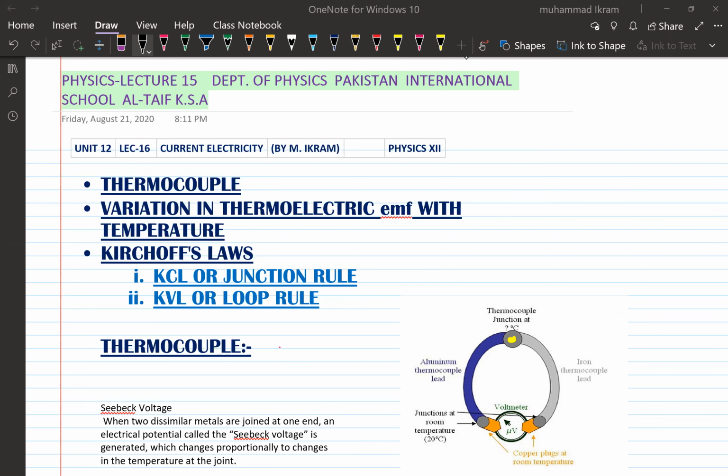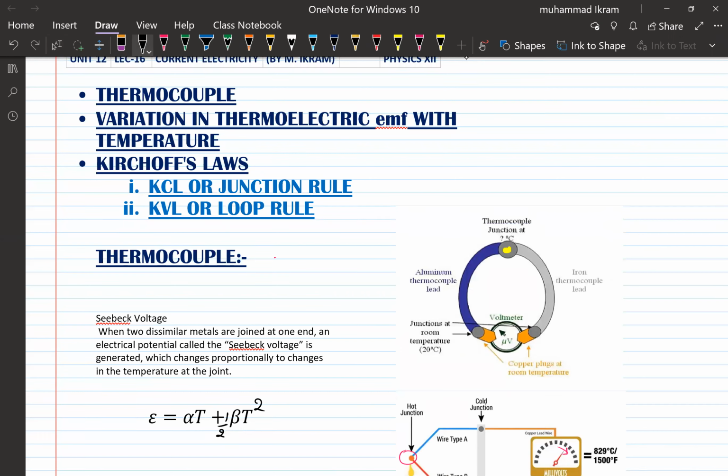The first topic is the thermocouple. Now, what is the thermocouple? A thermocouple is used to convert heat energy, sorry, it is used to convert heat energy into electrical energy. Heat energy into what? Into electrical energy.